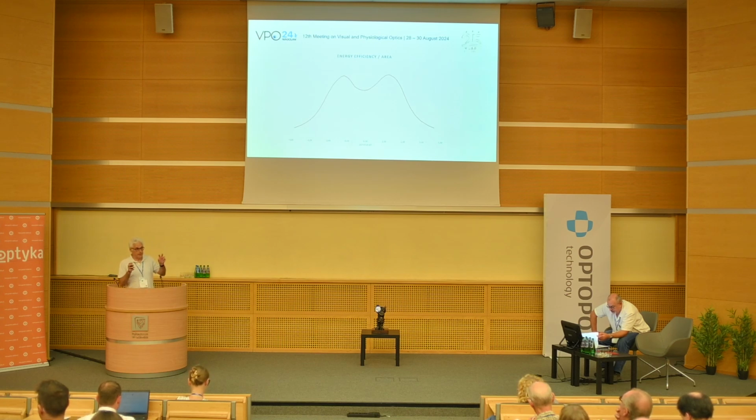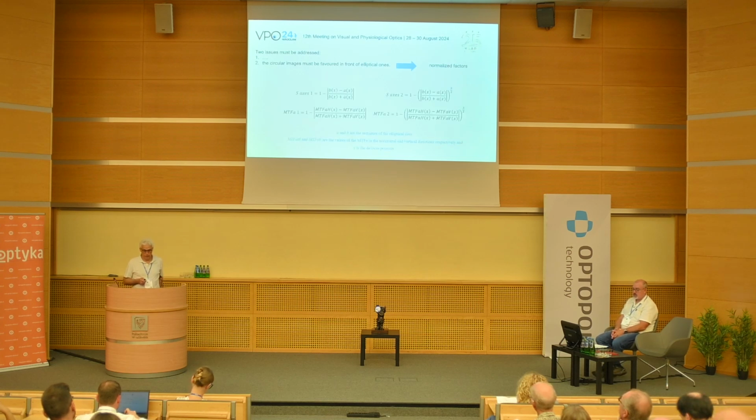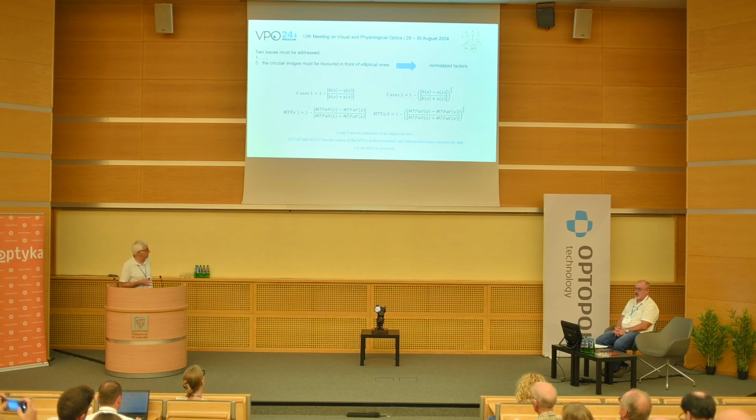The next step, or the second issue we have to deal with, is that we have to favor circular images over elliptical ones. If we say that the eye will focus on the circular images, we have to make some counterpart to favor the circularly symmetric systems. We can do it with some factors multiplying the indicator. We have tested some of them.